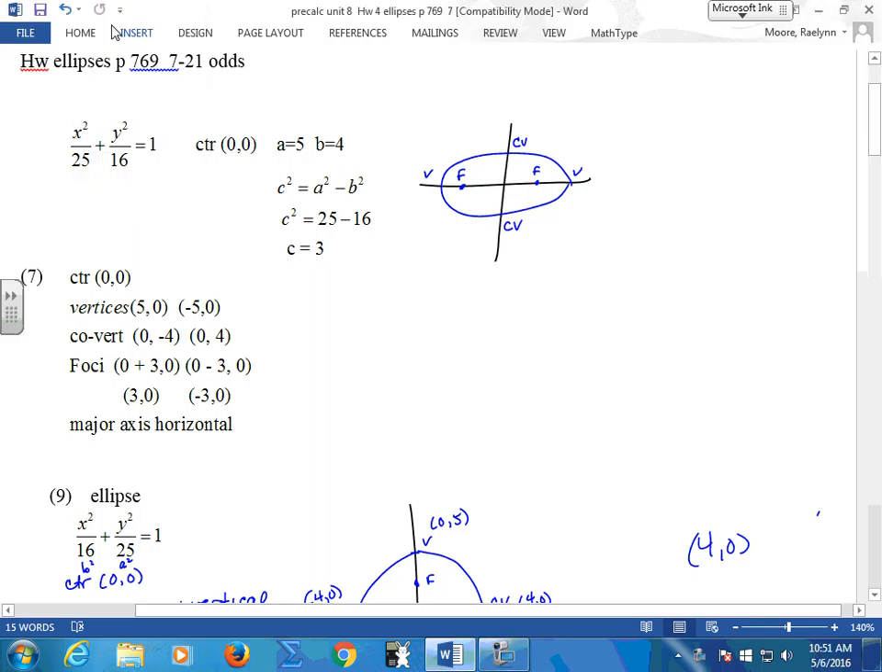Okay, so the first one, I think we did the first one together, right? The first one centered at 0, 0. Remember, the larger number is your A. I'll just go over this again in case somebody wasn't here.